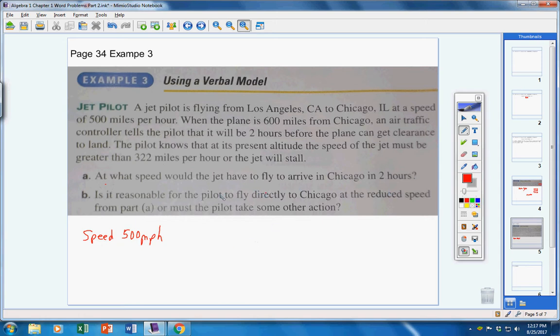So it's really, really simple, okay? How far are you away from Chicago? 600 miles. How fast would you have to go to get there in 2 hours? Well, think about it. Divide 600 by 2, that means 300 miles. You have to go 300 miles every what? Hour. So in other words, you're going to have to travel 300 miles per hour in order to travel 600 miles in 2 hours. So, at what speed would the jet have to fly to arrive in Chicago? 300 miles per hour.